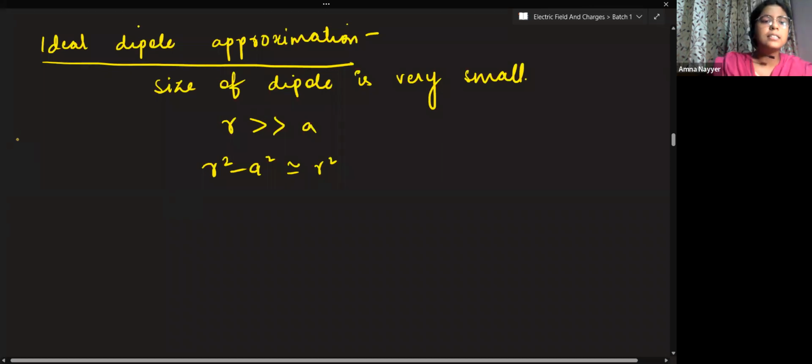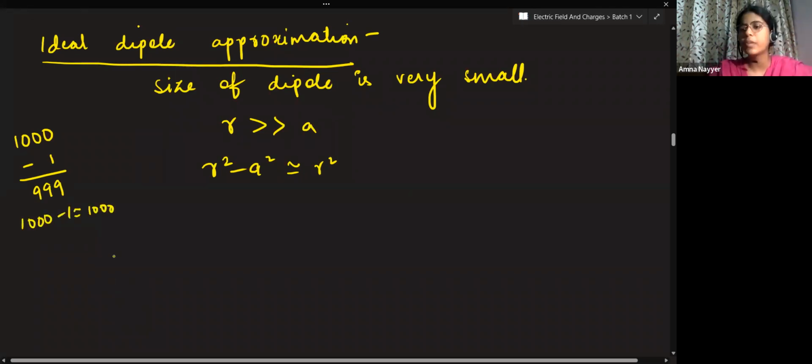You can think it like this. If you have 1000 with you, you are subtracting 1 from it. When you are subtracting 1 from 1000, this will give you 999. So 999 is almost equal to 1000. So you can write 1000 minus 1 approximately equal to 1000 only. Not being very precise, you are approximating it. This can be written as this only.